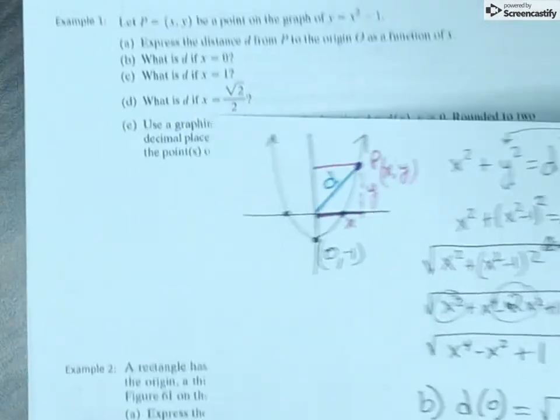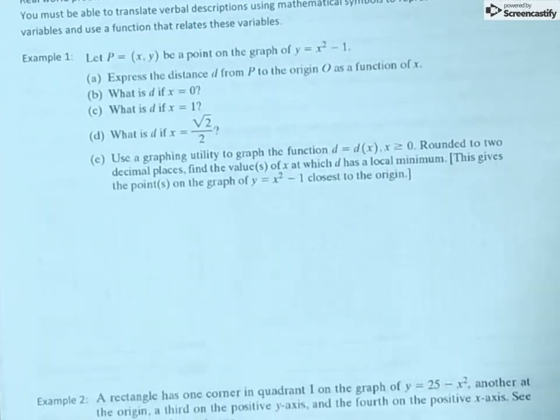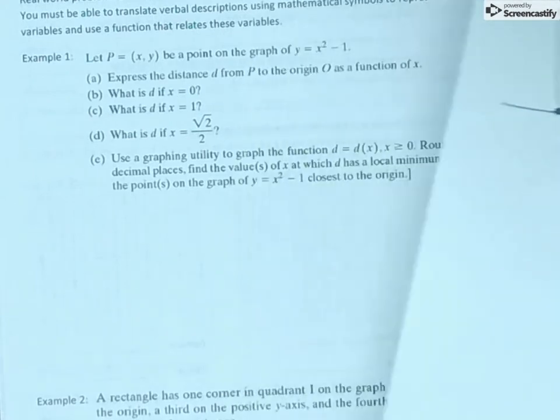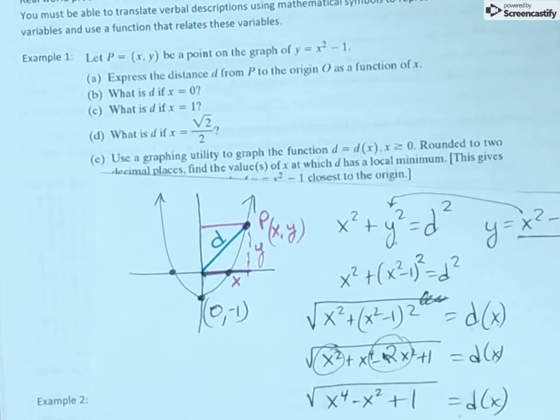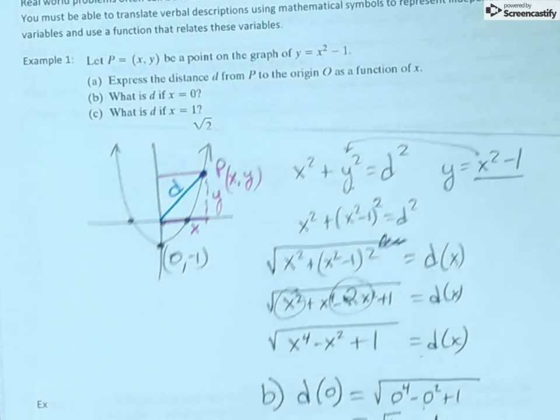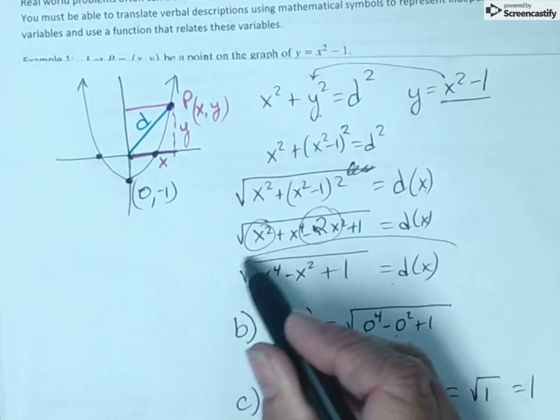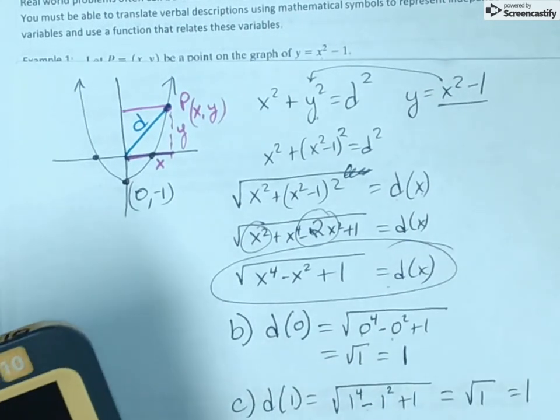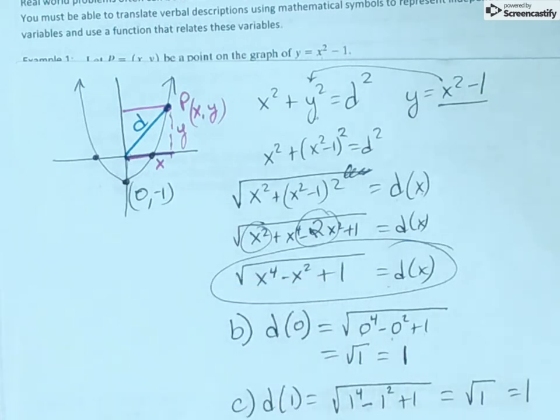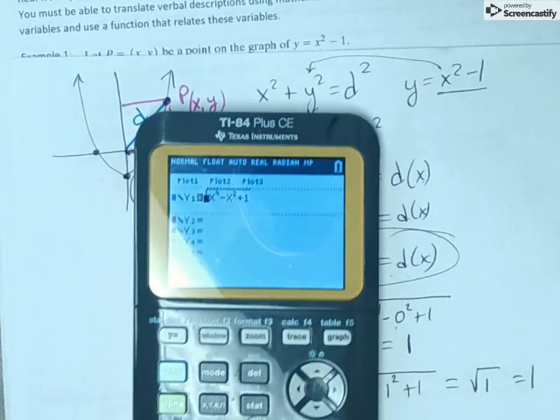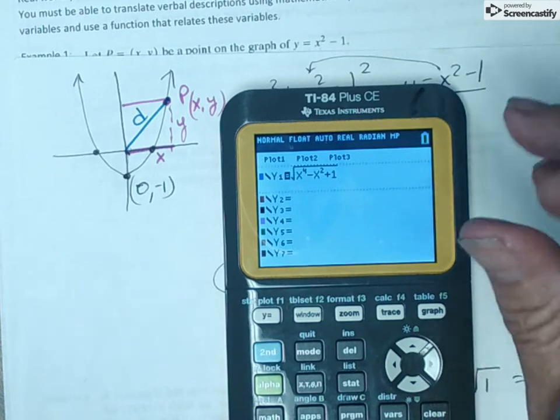Now the final part, part E, says use a graphing utility, so Desmos, a calculator, whatever you want, and we want to graph our function, not the parabola, but this function right here. So I'm going to put this into the calculator. Oops, and let's make sure I put it in the right calculator. So I've already got this entered for us.